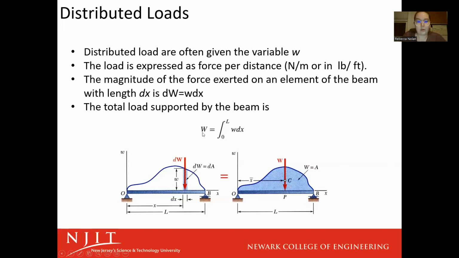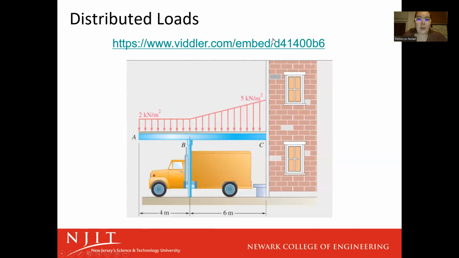I just want to talk about the weight of everything, big capital W. The force of everything is equal to the integration of the weight concentrated at one spot times that length dx, integrated from the beginning to the end, and that will get you where you need to go.